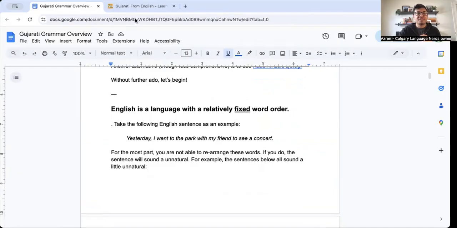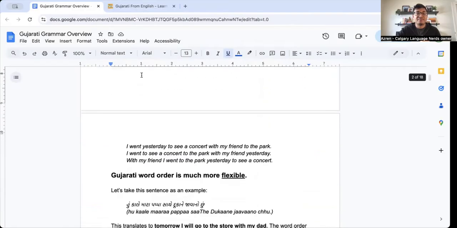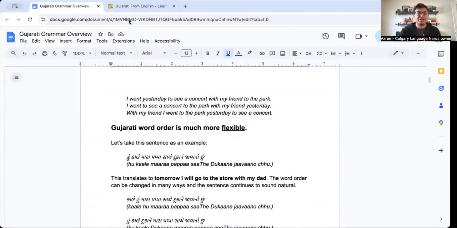English is a language that has a relatively fixed word order. If we take a sentence like, yesterday I went to the park with my friend to see a concert. For the most part, you can't rearrange those words. We have to keep those words in the order that they are in. If we start to move words around, it sounds a bit odd. If I said, for example, I went yesterday to see a concert with my friend to the park, I guess it's not wrong, but it's a bit odd.